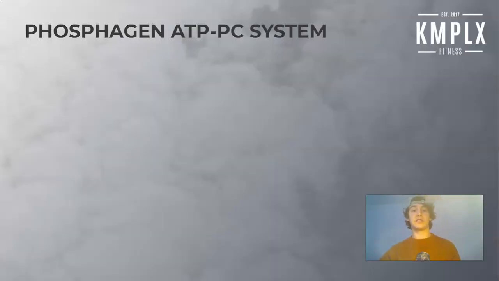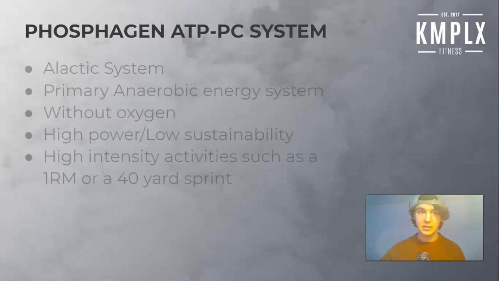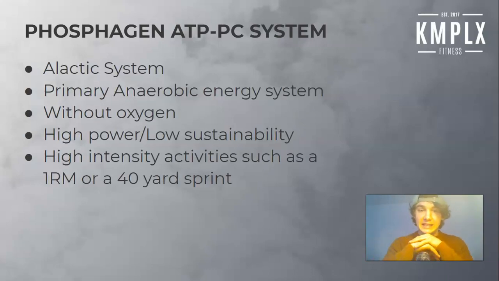So the first one is the Phosphagen ATP-PC system. This is your primary anaerobic energy system, and it is the energy you use without oxygen. So it's high power, low sustainability, and examples of that are high intensity activities such as your 1 rep max or 40-yard sprint. So that 6-second range, or less. Usually they say 8 seconds or less. It's anywhere really from 0 to 8 seconds. But yeah, this is your pure anaerobic system.